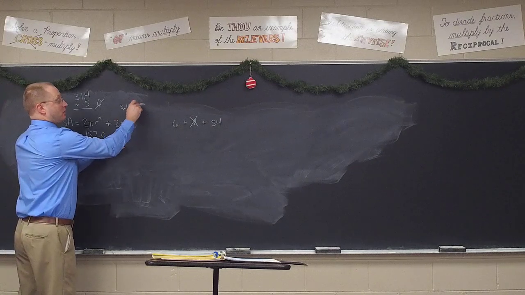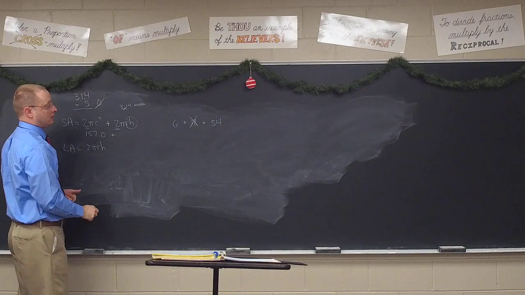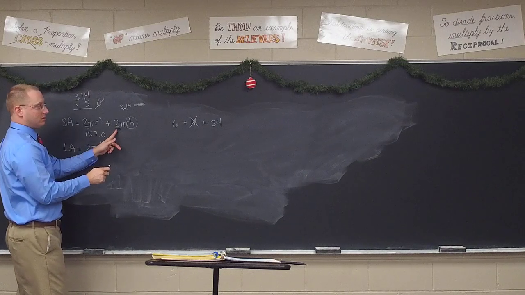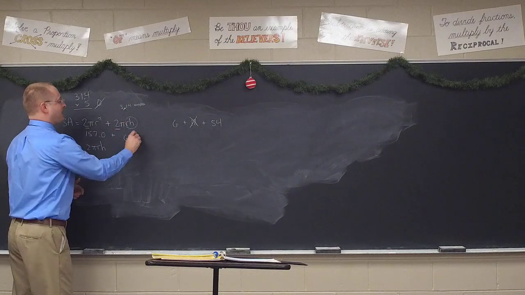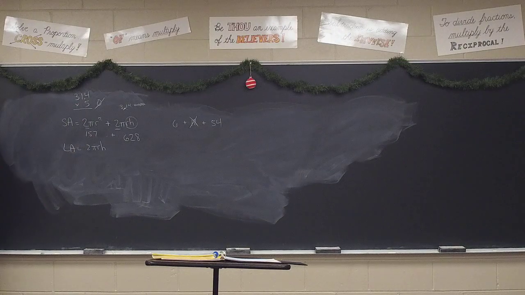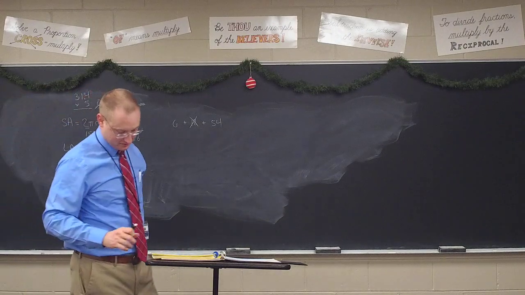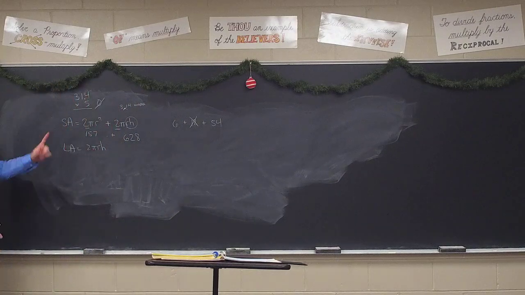2 decimal places, right? So that's 314 times 2 gives us 628. We knocked out the point, so it's a full 628. So when we got 157 and 628, what do we get for our surface area? 785. Approximately 785 meters squared.